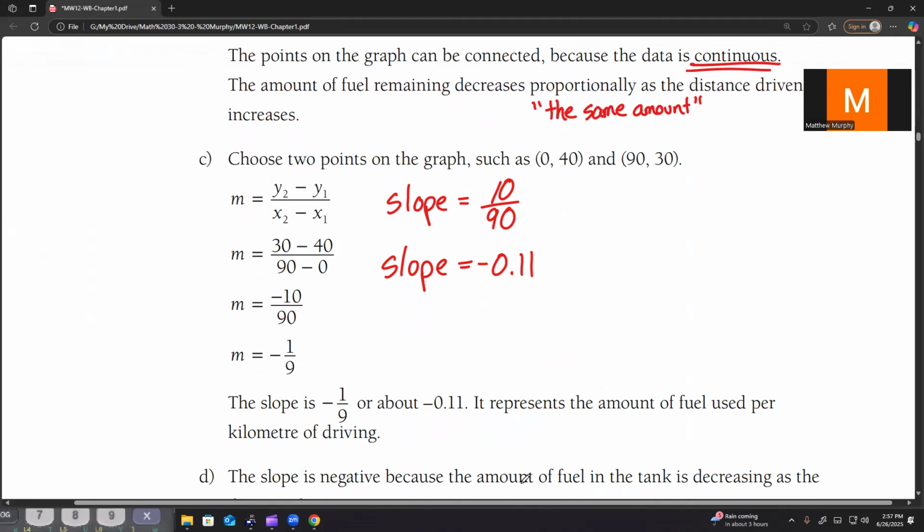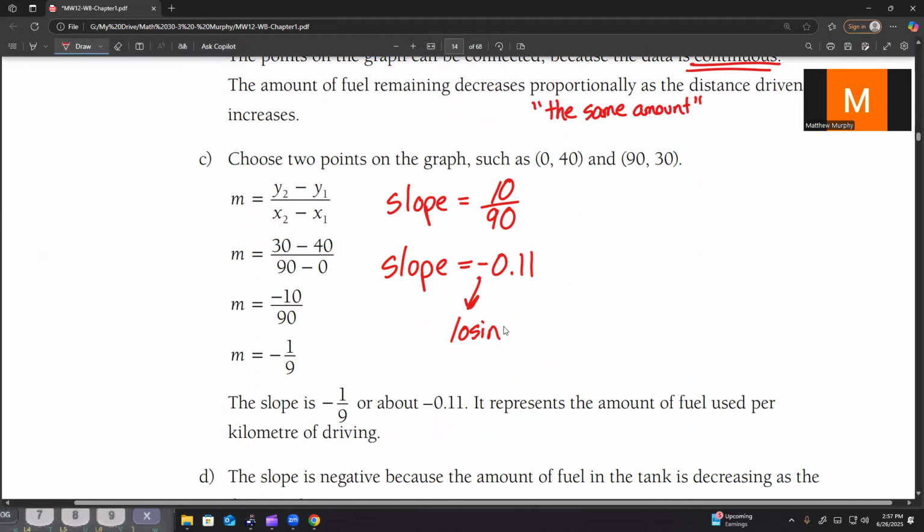And what this represents is the amount of fuel used per kilometer of driving. So you are effectively losing or using 0.11 liters per 1 kilometer.